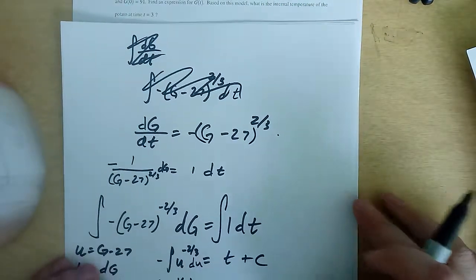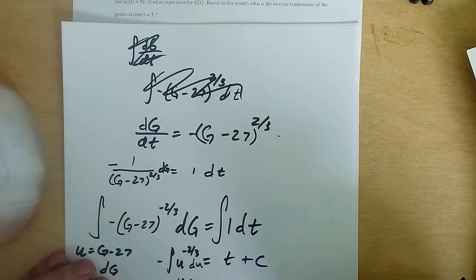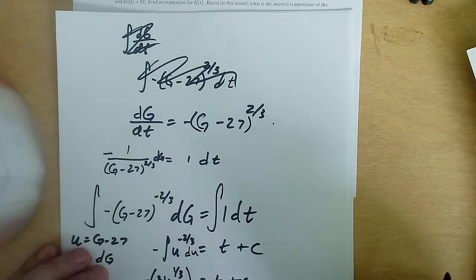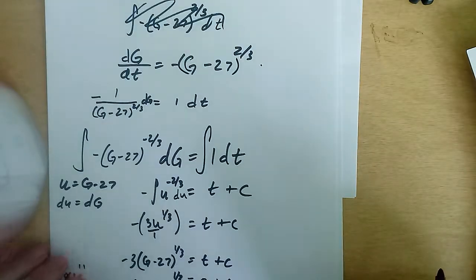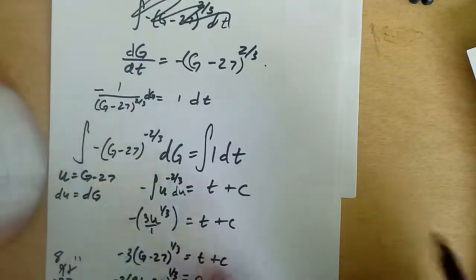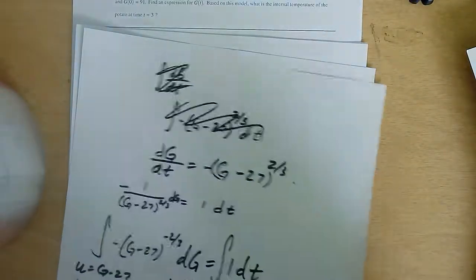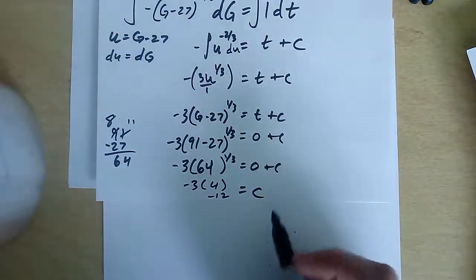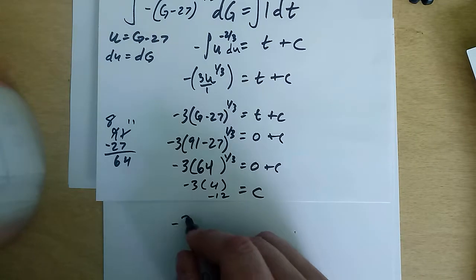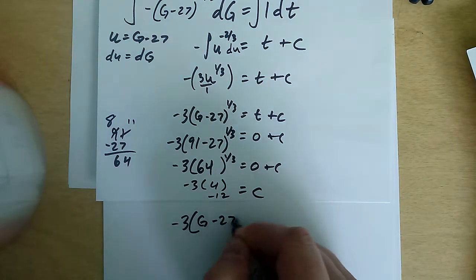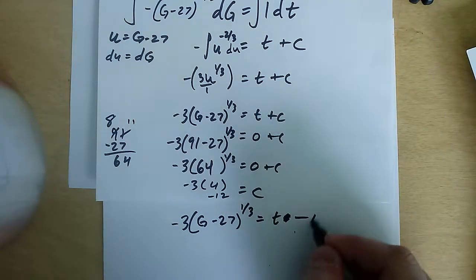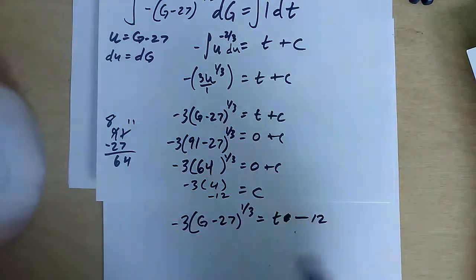So find an expression for g of t. All right. So an expression for g of t, we got a ways to go yet still. I only have 30 more seconds on this question. So we know that negative 3 (g minus 27) to the 1/3 is equal to t minus 12. So now I've got to get g by itself.